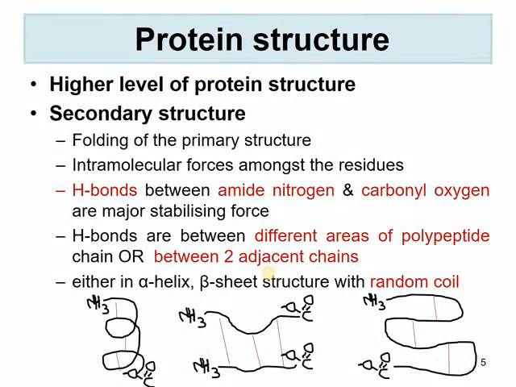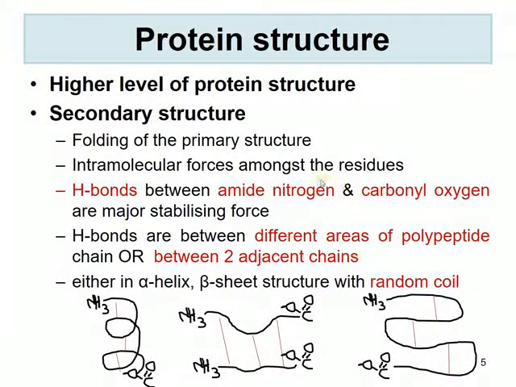So what happens in the secondary structure? The secondary structure is known as the higher level of protein structure, because it's obviously higher than the primary. So in the secondary structure, what actually happens is that the protein starts to fold. When the protein folds, it folds on its own, or it happens that maybe there are many aligned proteins there that then fold together. I'll just show you an example just now. So these proteins actually fold due to what we call intramolecular forces amongst those residues. The residues are obviously the amino acids that are joined together.